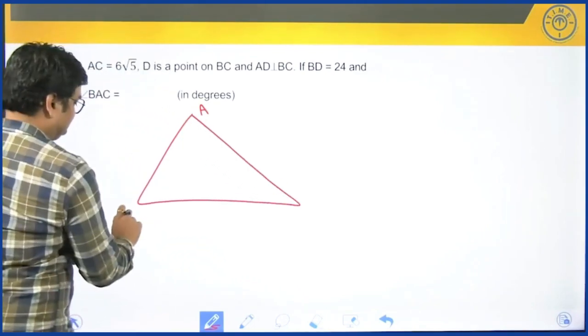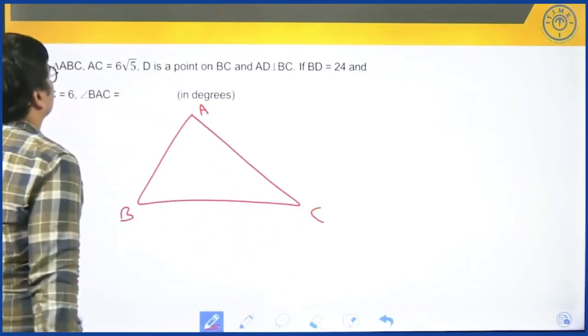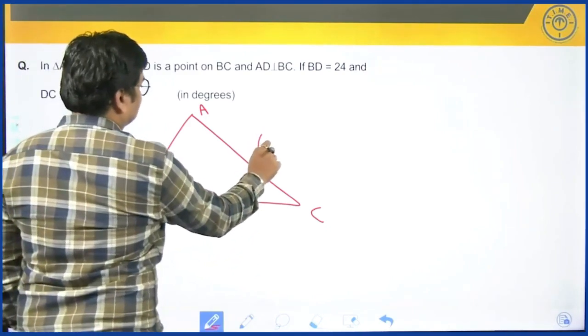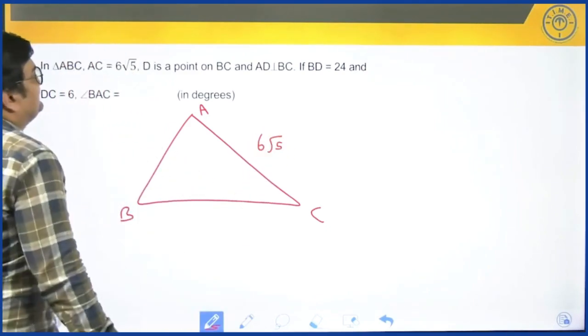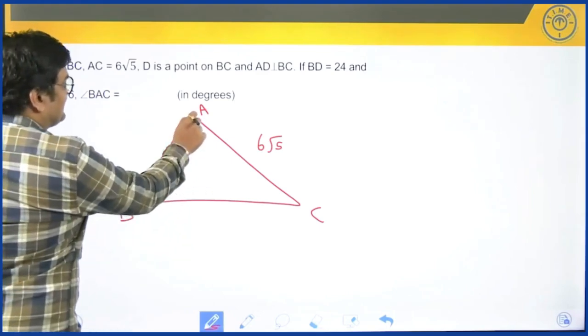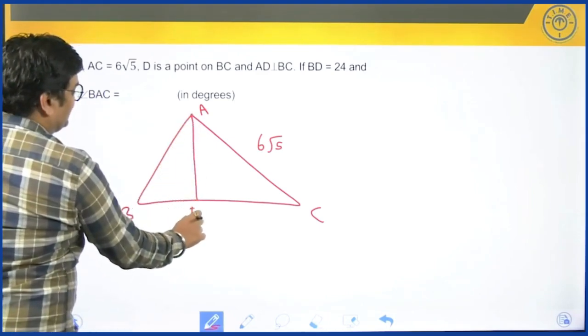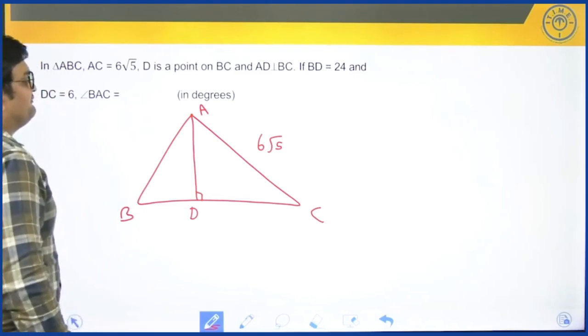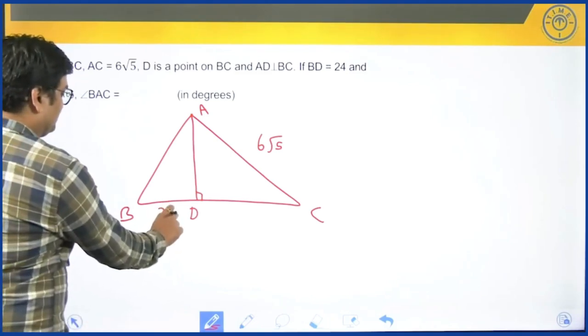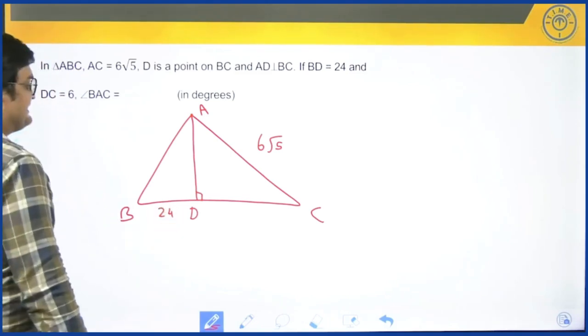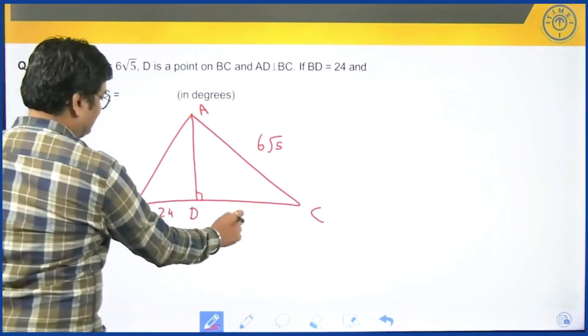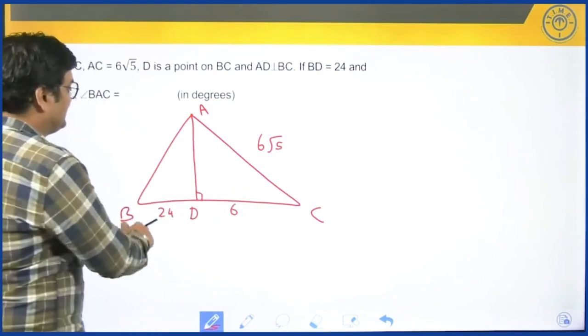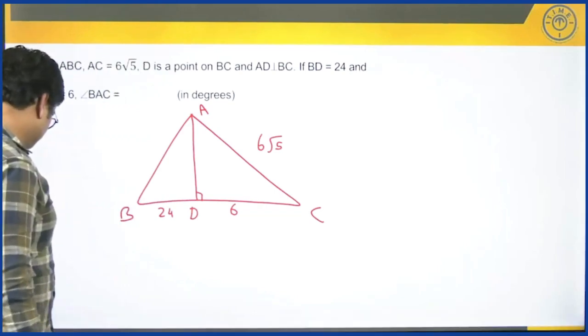Triangle ABC, AC is equal to 6 root 5. D is a point on BC such that AD is perpendicular, so that means AD is the altitude. BD is equal to 24, this is 24, and DC is equal to 6, this is 6. Find angle BAC. You have to find angle BAC.